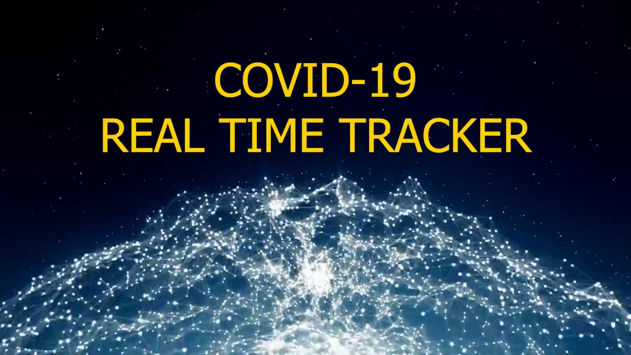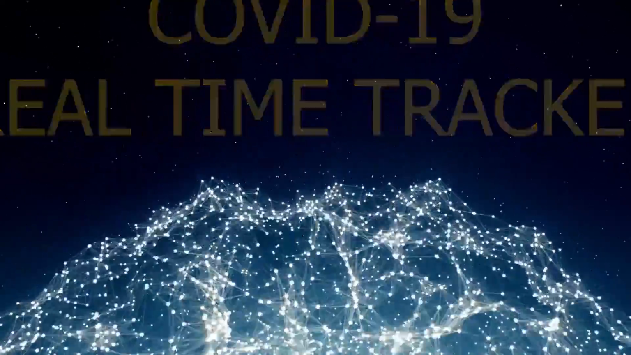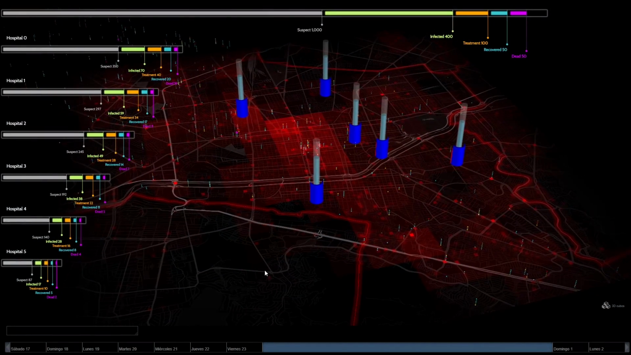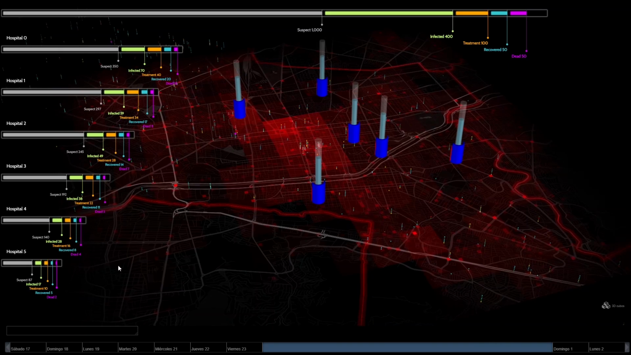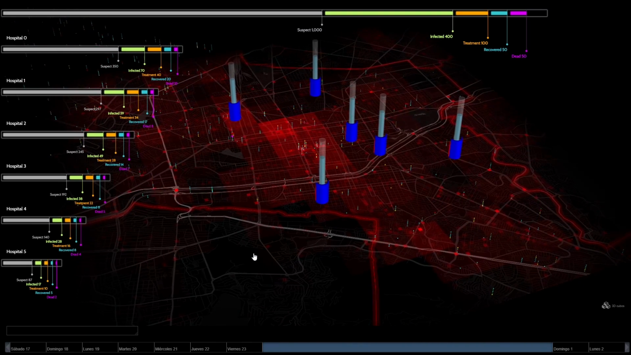This is the real-time tracker for COVID-19. Our system takes information from different sources and databases and it transfers into a visual environment where the decision makers can take action more effectively. We're going to explain the elements on the map.